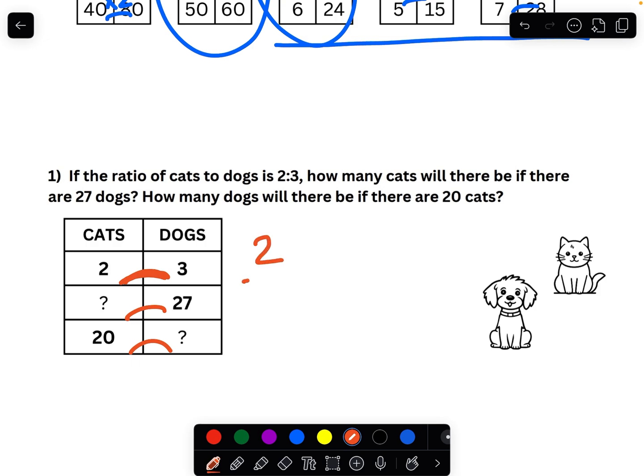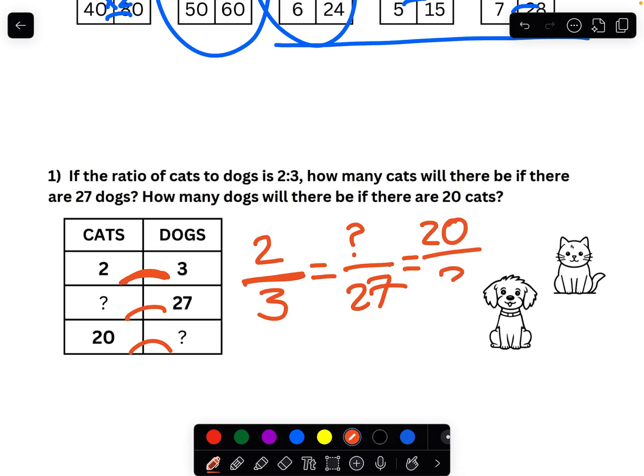So one way to solve the problem is we could turn it into a fraction. And we could say 2/3 equals ? to 27. Now 2/3 can also be thought of here as 2 to 3, with the fraction bar denoting the word "to". 2 to 3 equals what to 27, which equals 20 to what? So we've got these question marks here. Well, let's get to work.